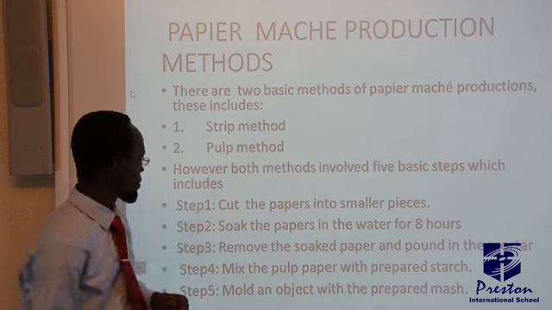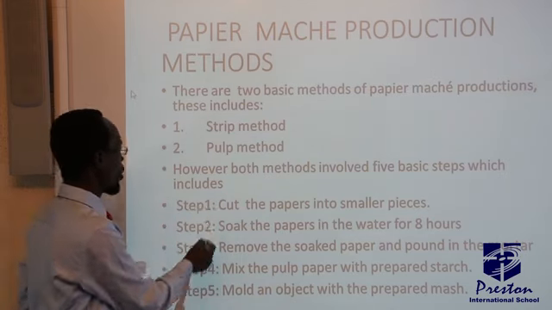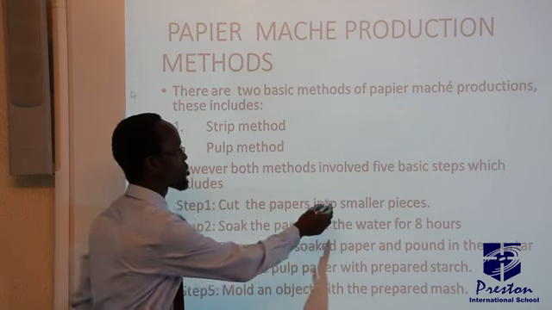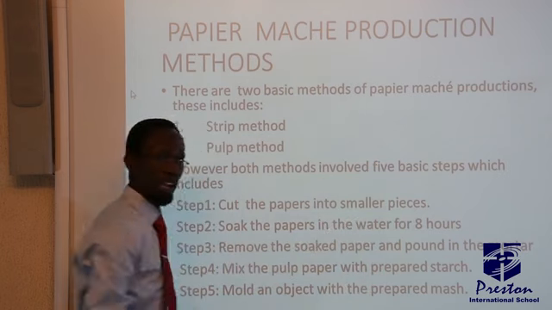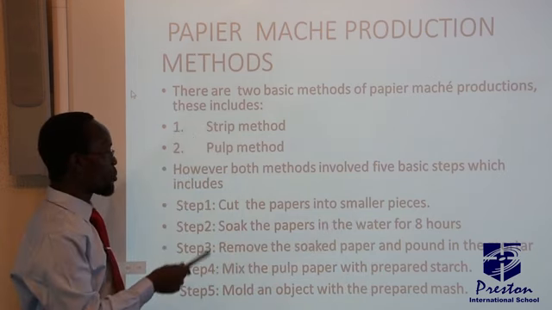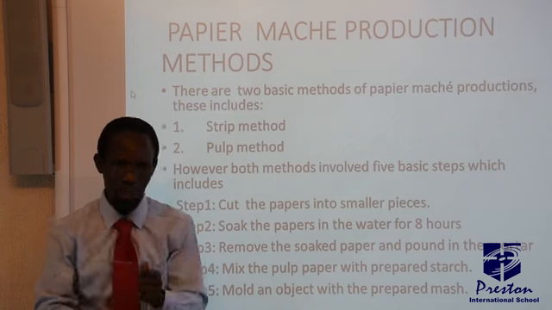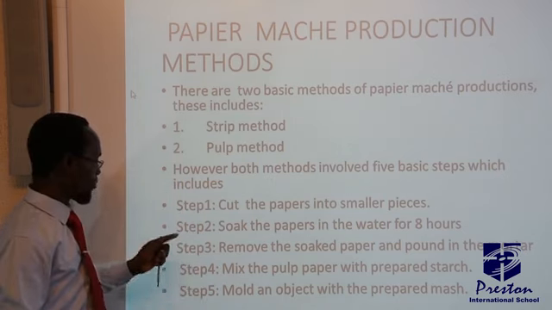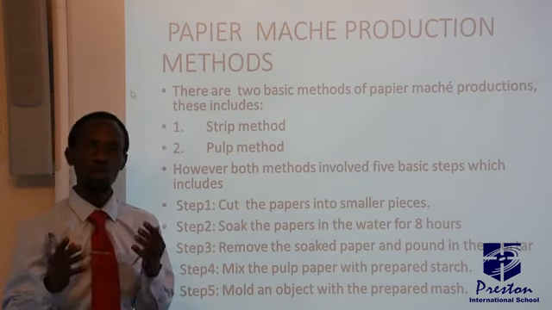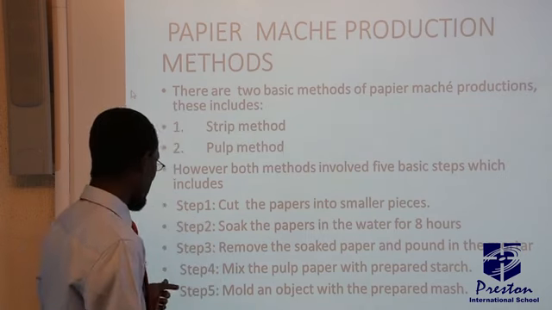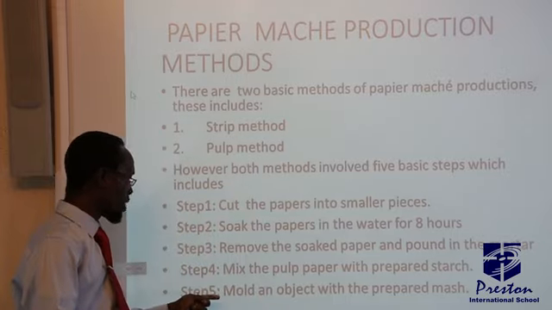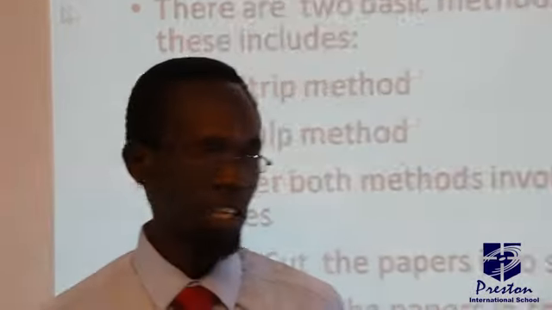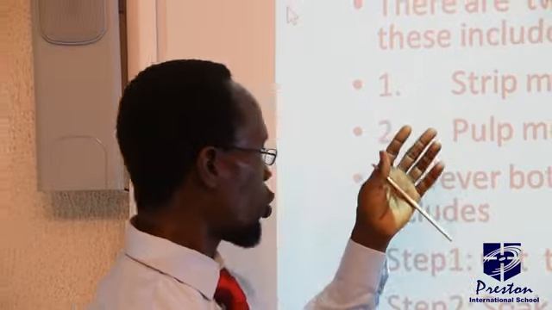However, with these two productions, there are similar steps, and there are about five. Step 1, cut the paper into small pieces. Step 2, soak the paper in water for about 8 hours. Step 3, remove the soaked paper and pound it in the mortar with your pestle. Step 4, mix the pulp paper with your prepared starch. And finally, you mold with the prepared mixture. That is, your object cannot be molded until it is properly prepared. You can see those materials. You use those materials and follow these steps.